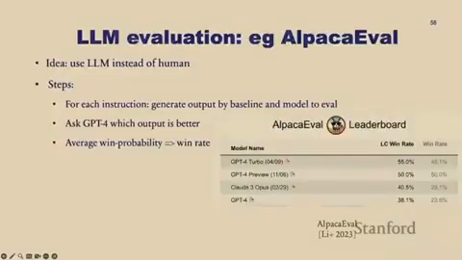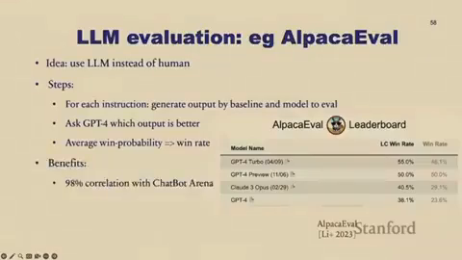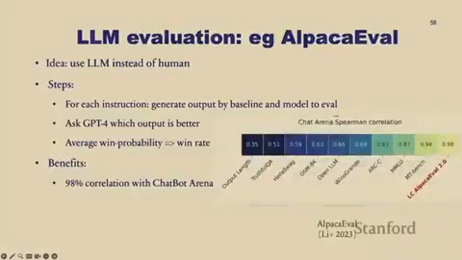And this is the AlpacaEval leaderboard. So the benefit of this is that we actually get 98% correlation with Chatbot Arena, so very high correlation with humans. This is a comparison of correlation with other benchmarks, and it takes less than 3 minutes and less than $10 to run, so it's pretty cheap.